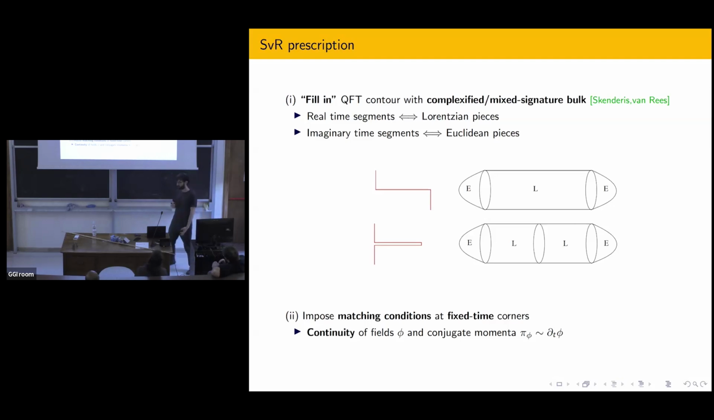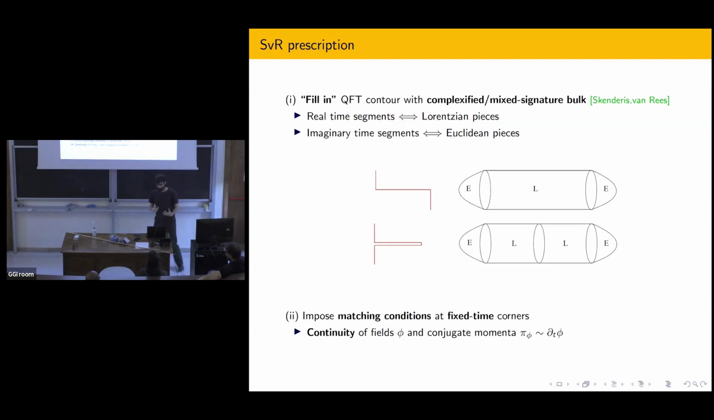Schwinger-Keldysh and van Rees instruct us to basically fill in the quantum field theory contour with some complex or mixed signature bulk. In particular, real-time segments correspond to Lorentzian pieces, and imaginary time segments correspond to Euclidean pieces. Here we can see two specific examples where we have two Euclidean evolutions, and they correspond to Euclidean pieces in the bulk, and the real-time evolution corresponds to the Lorentzian piece.